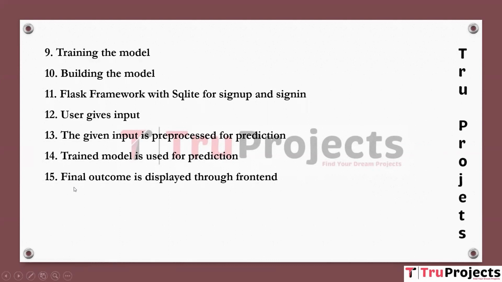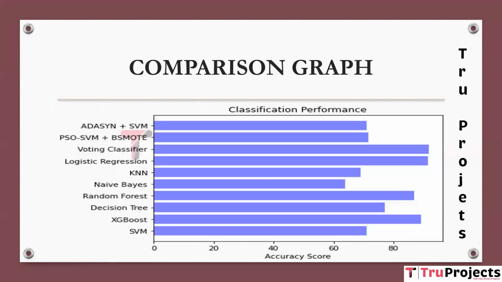The last module, which is final outcome, is displayed through front end. The sentiment analysis results are displayed on the front end of the application, allowing users to see the sentiment of the input text, which is positive or negative or sadness.